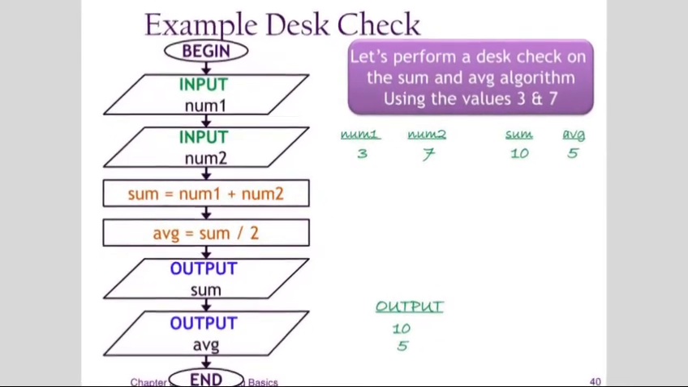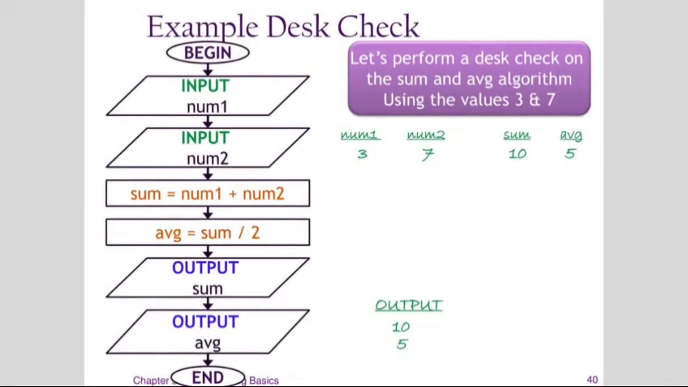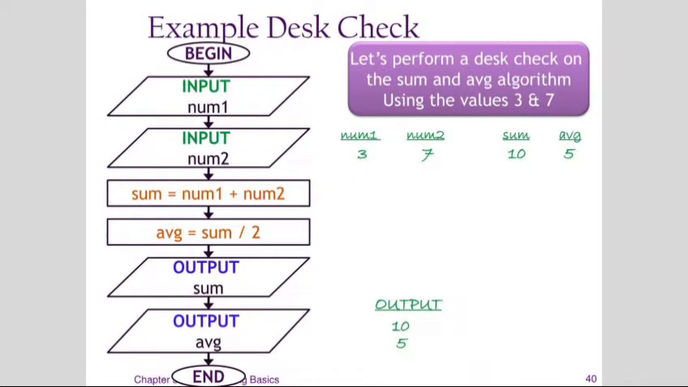Now, a very good example of desk checking is what you have here on your screen. Obviously this is a program that is finding the average of two numbers. So we all know, begin, input num1, input num2, then the sum: you have to first sum, num1 plus num2. Then you take your average, divided by 2.